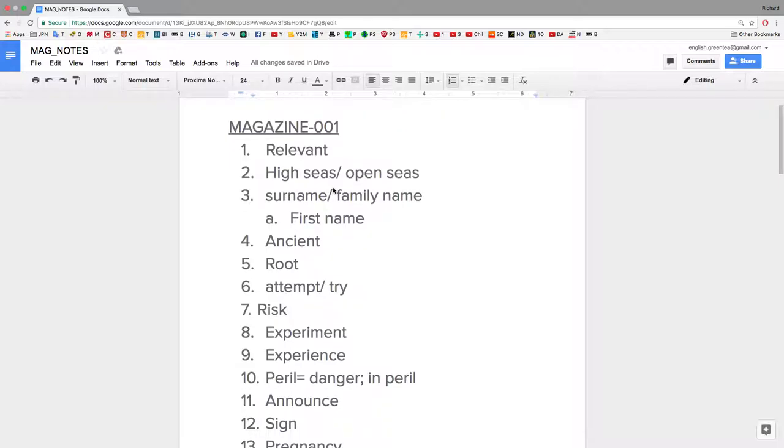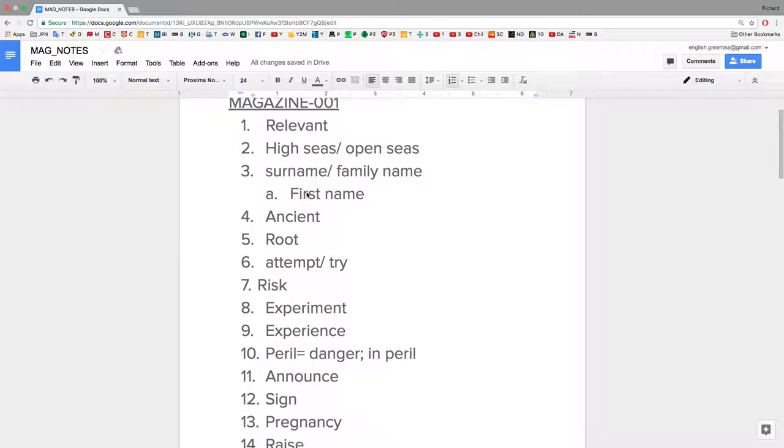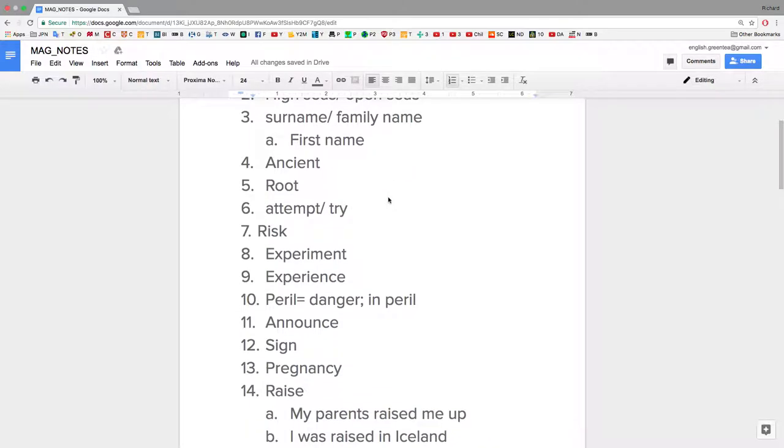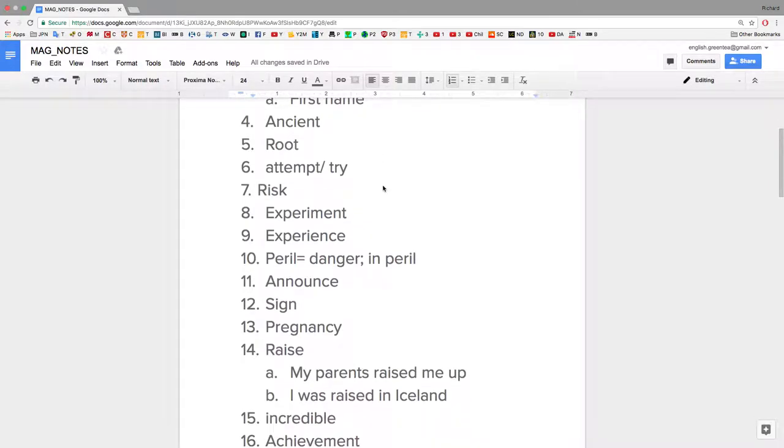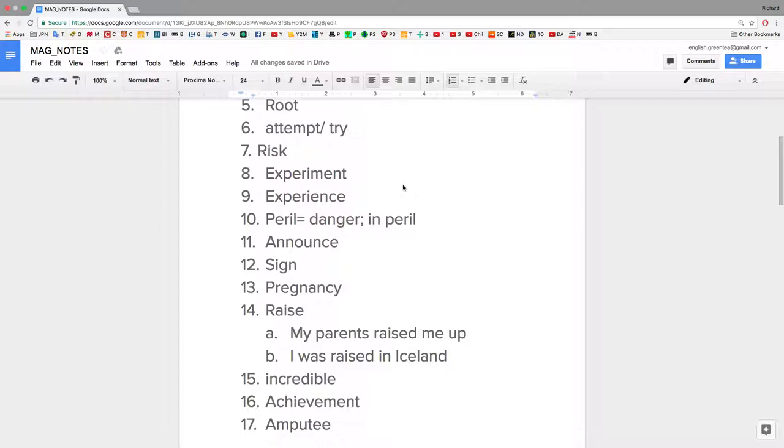So the first one, relevant, 相关。True, high seas, open seas, 就是公海或者是外海的意思。Number three, surname, family name, 就是姓名的姓。那 first name, 就是你的名。Four, ancient, 古老的。Five, root, 就是树根或者是字根，根源的意思。Six, attempt, try, 尝试的。Seven, risk, 风险或者是冒险。Eight, experiment. Number nine, experience, and number ten is peril.